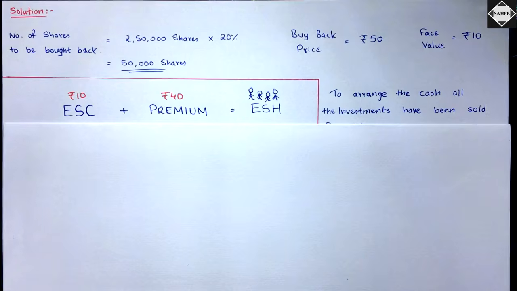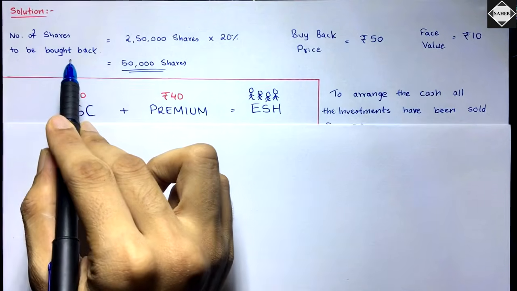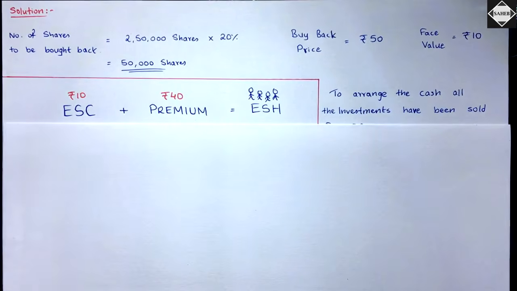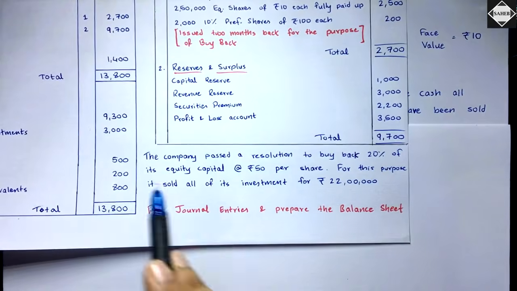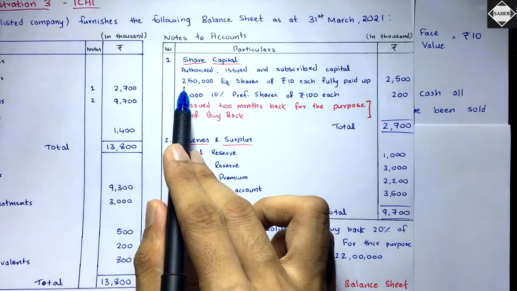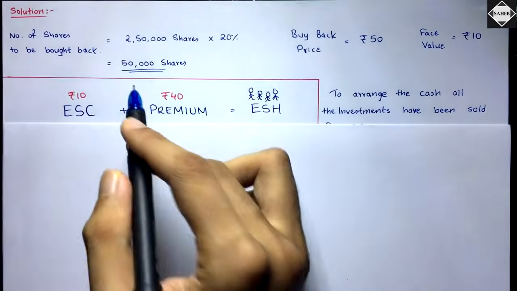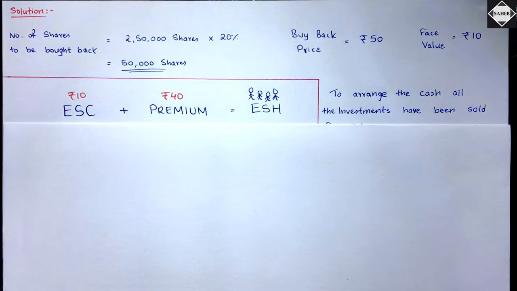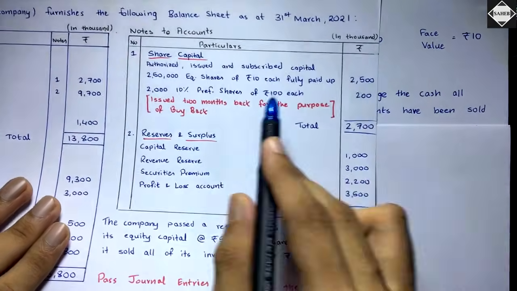Okay, so let's start. See here, it's very simple. The first thing that we need is number of shares to be bought back, and easily we can calculate that, because in the question they have said the company has passed a resolution to buy back 20% of its equity capital. So what's the total number of equity shares that are there in the company? 2,50,000 equity shares. So of that, take 20%, that is equal to 50,000 shares. Fine. So 50,000 shares are to be bought back at what price? What is the buyback price? Buyback price is rupees 50. See here, at 50, and then the face value of the equity share is rupees 10.